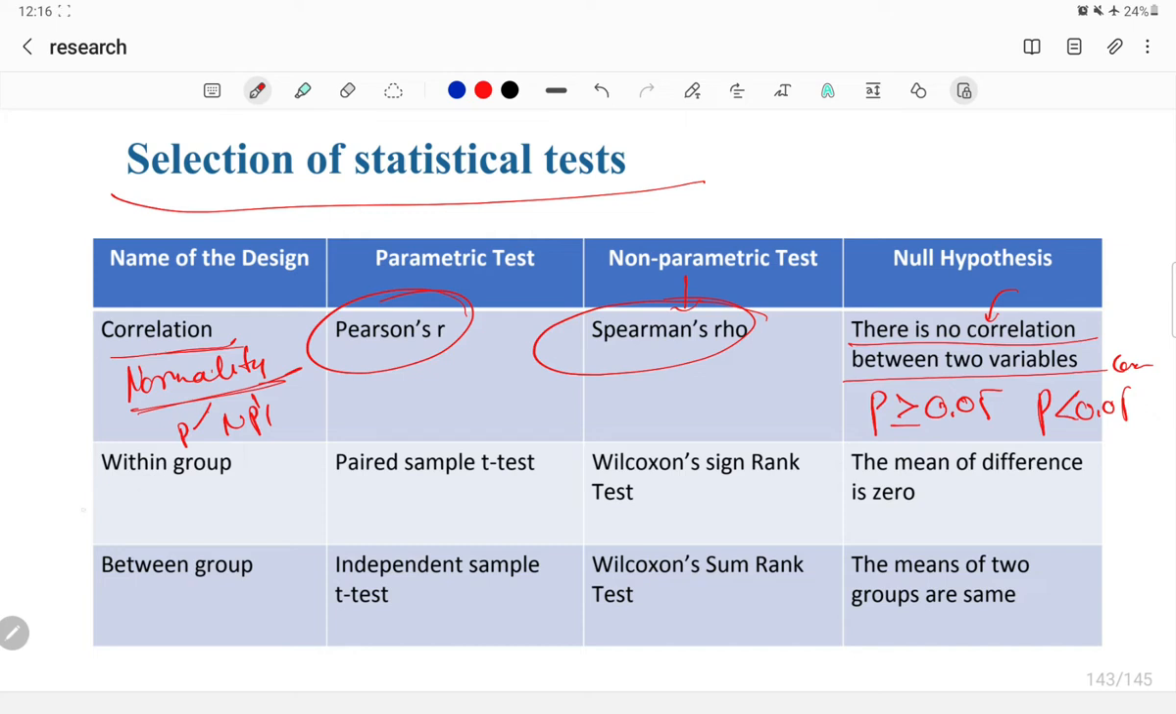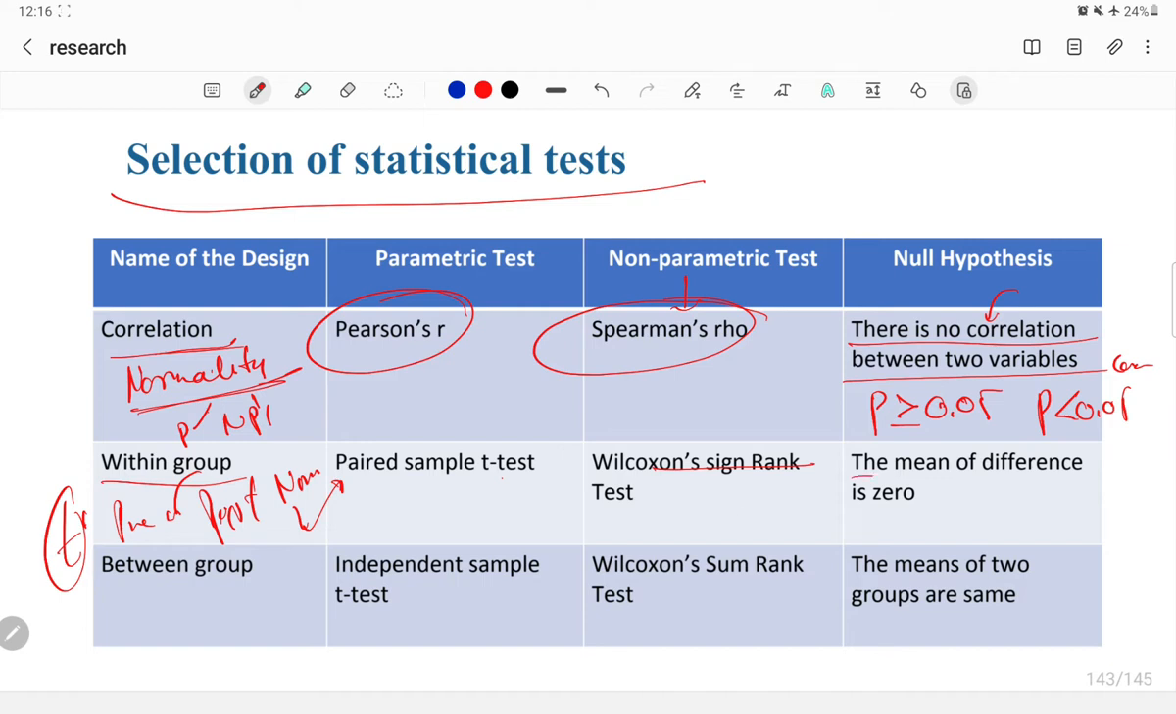Then comes the condition of within group. Within group means one group, in which we do all the things. For example, we take blood pressure pre and post, to see what changes have come because of the intervention. So again we go for a normality check. If it's normal, we go for parametric, otherwise non-parametric. These are the test names. These are also called t-tests.